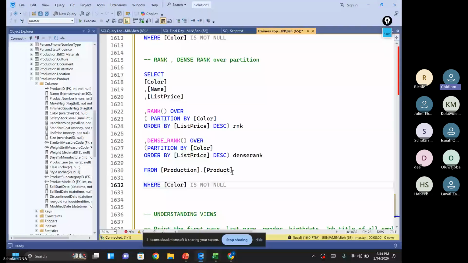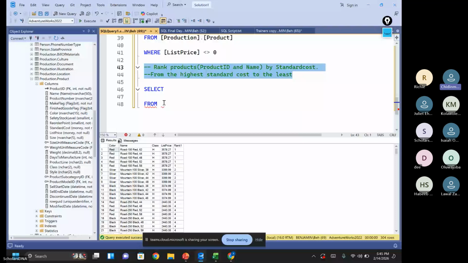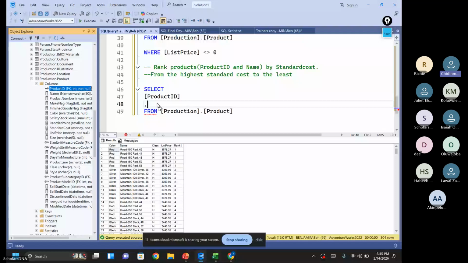Okay, so I would do select from Good. From production.product, Good. And then I would do the product ID and name and the standard cost. Product ID, comma, name and standard cost.